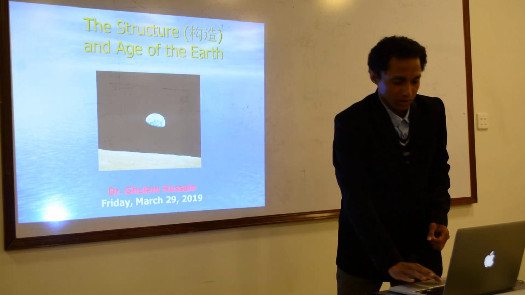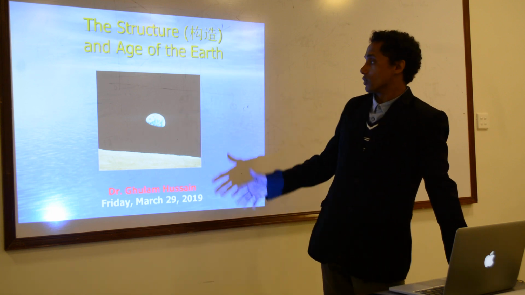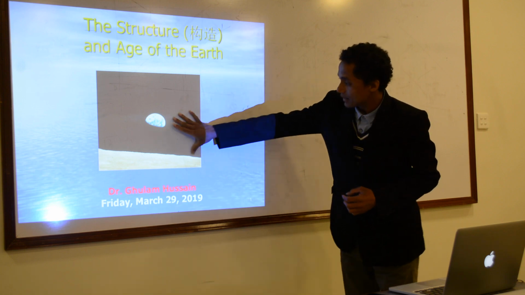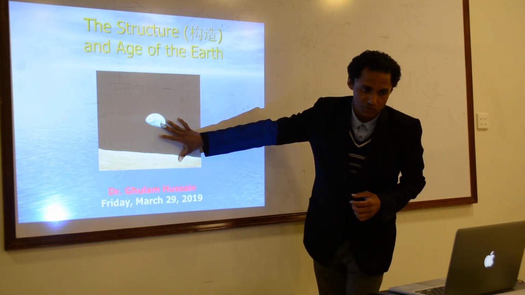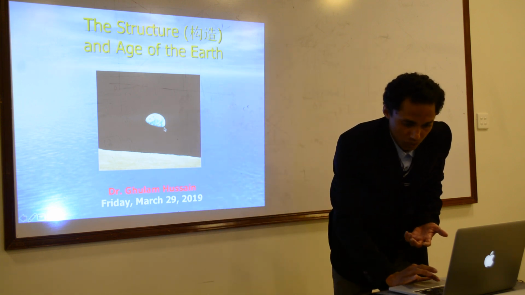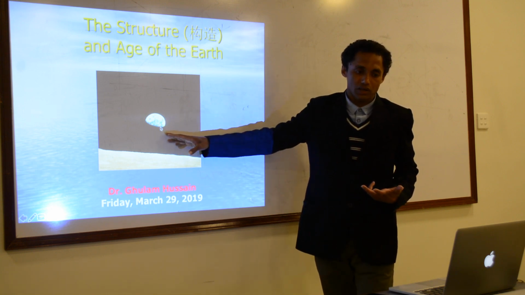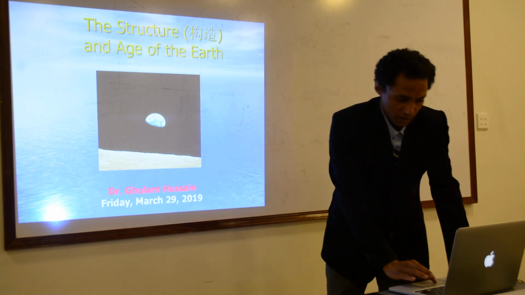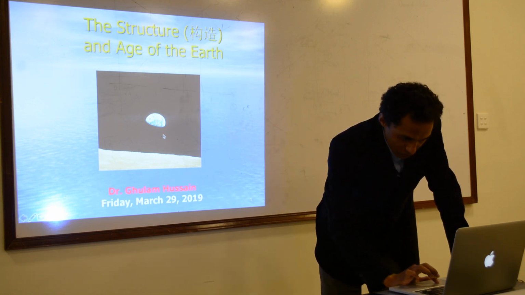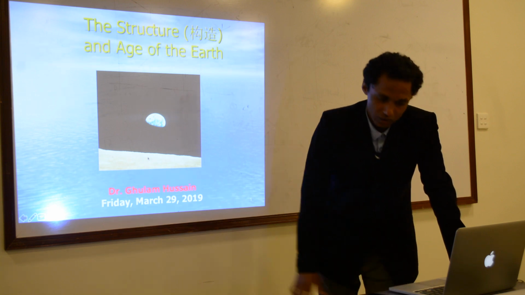So we can take a look at this figure first. This is the view of Earth from the moon. Earthrise is a photograph of Earth and some of the moon's surface, taken from the lunar orbit by the astronaut William Anders on December 24th, 1968, during the Apollo mission.